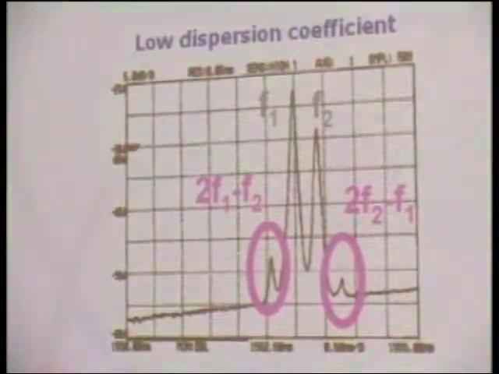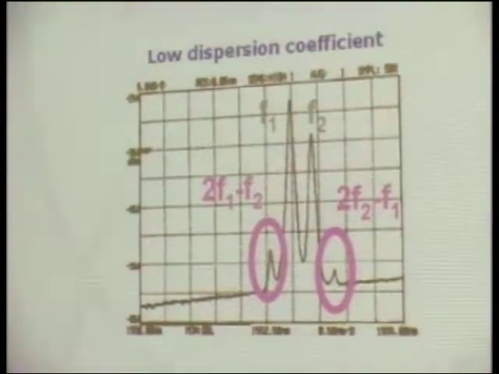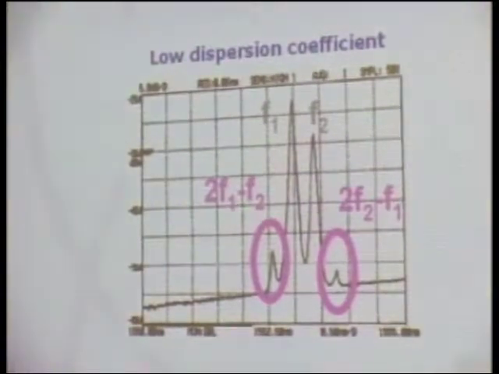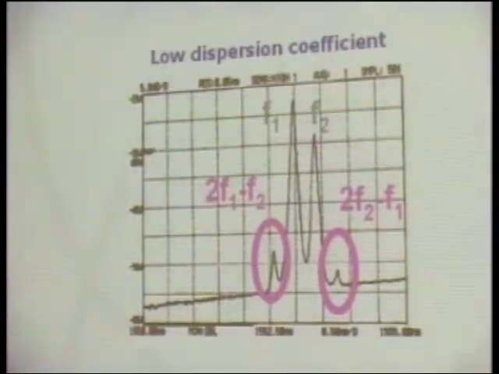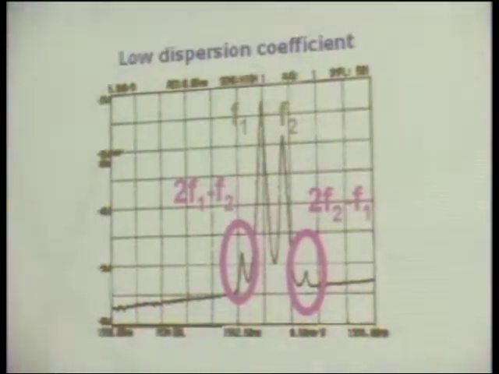Again, four-wave mixing can be reduced by increasing the optical spacing. If you are increasing this distance, those components fall further away and are outside the band. And also by increasing the dispersion coefficient of the fiber.